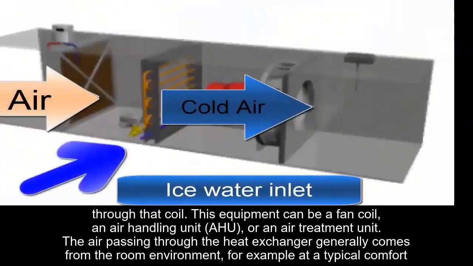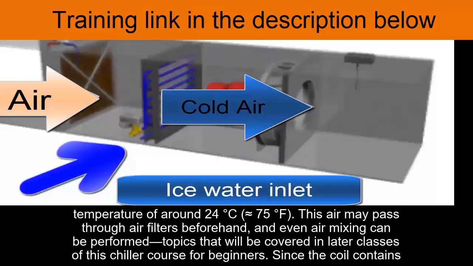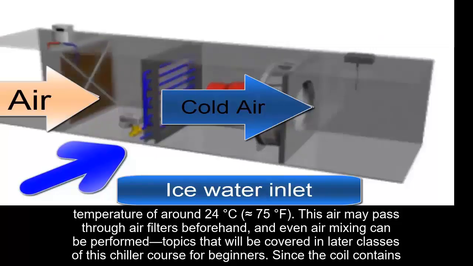The air passing through the heat exchanger generally comes from the room environment. For example, at a typical comfort temperature of around 24 degrees Celsius or 75 degrees Fahrenheit. This air may pass through air filters beforehand, and even air mixing can be performed, topics that will be covered in later classes of this chiller course for beginners.